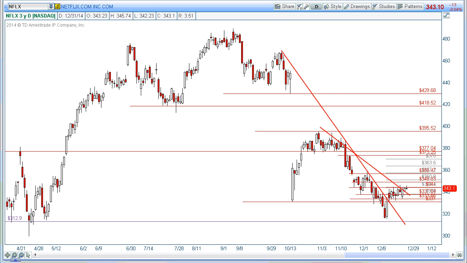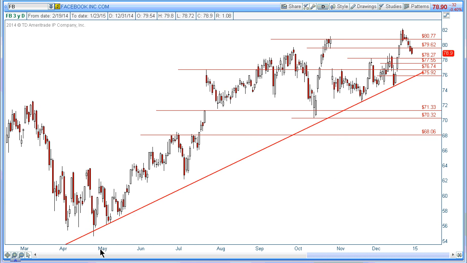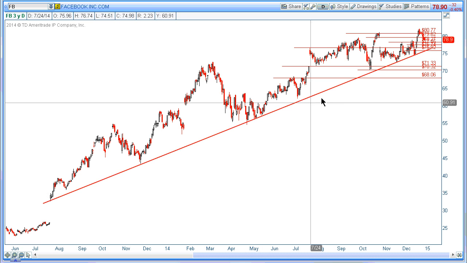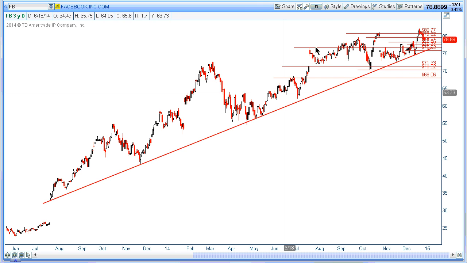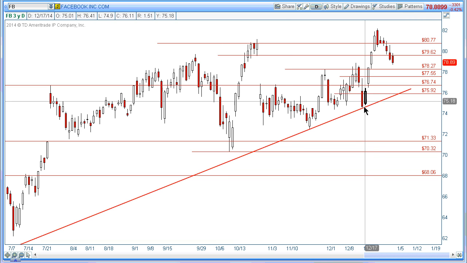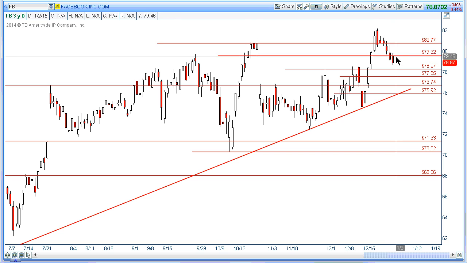And then the other one is Facebook. Again, we're looking at Facebook on this trend line since this earnings gap, and it's trending nicely. Although it got a little bounce recently and made a new all-time high, it's pulling back right now.